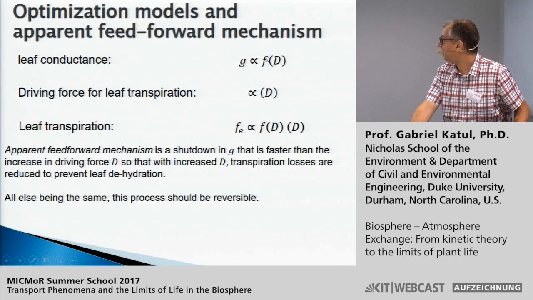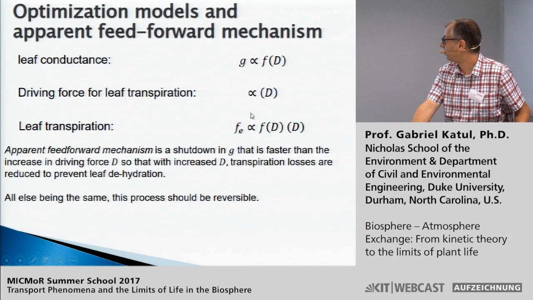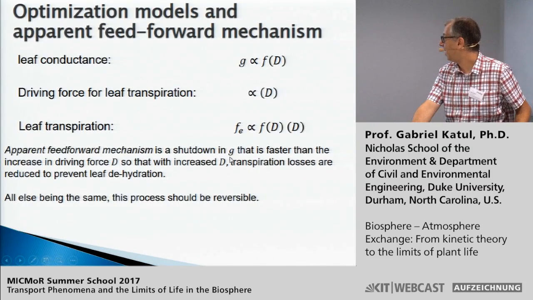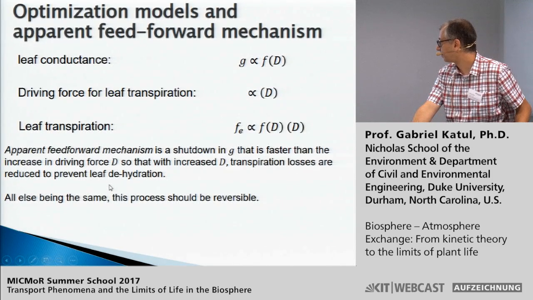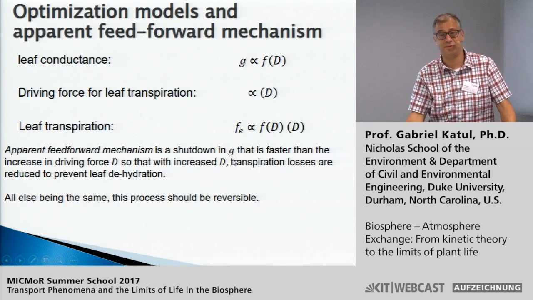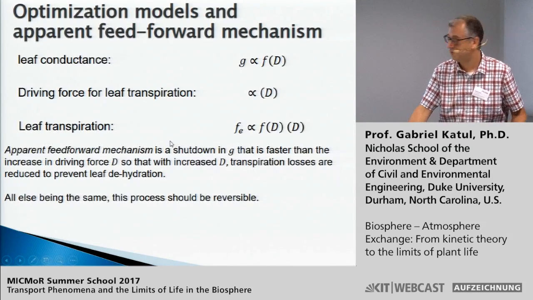Now, we have just established that if leaf conductance is proportional to some function of vapor pressure deficit, in this particular case D to the minus 1/2, and the driving force for leaf transpiration is proportional to vapor pressure deficit, these are all simplifications, then the leaf transpiration, of course, has to be proportional to their product. So the apparent feed-forward mechanism has been viewed as a way that stomata shut down faster to prevent leaf dehydration. Now, some people have claimed that if this is truly an apparent feed-forward mechanism, it should also be reversible. In other words, if you reduce vapor pressure deficit, it should follow the same trajectory as increasing it.